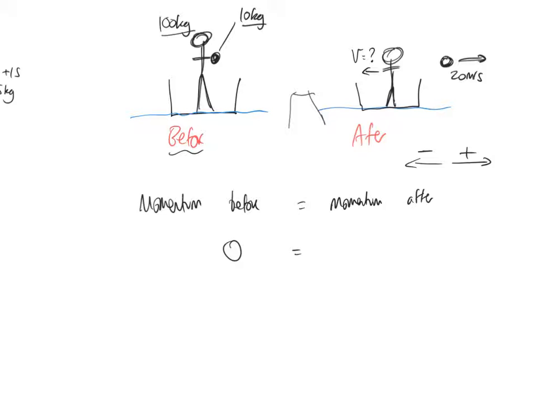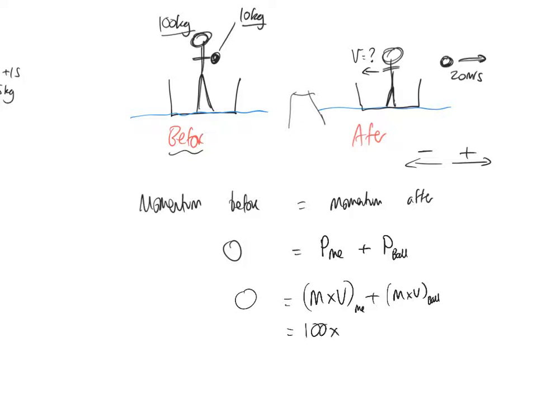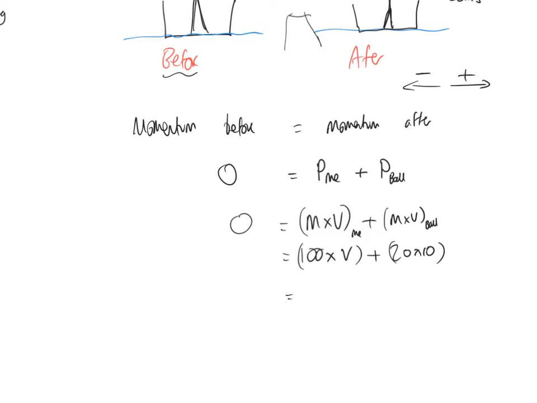So we have two things. We have me, so the momentum of me plus boat, and the momentum of the ball. And that has to sum to give zero. Momentum of me is my mass times my velocity, and then the momentum of the ball is the same. Put my numbers in: my mass is 100, times V, which we want to find out. And that's added on to the momentum of the ball, which is 20 times 10. If we simplify that, we get 100V plus 200 equals 0.